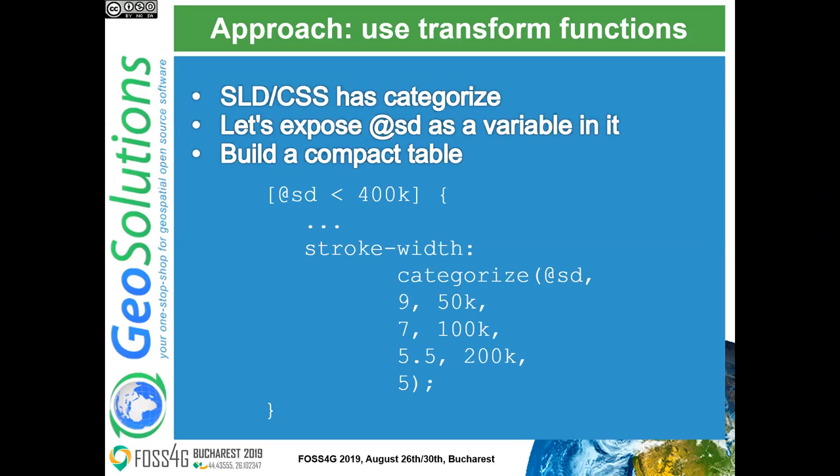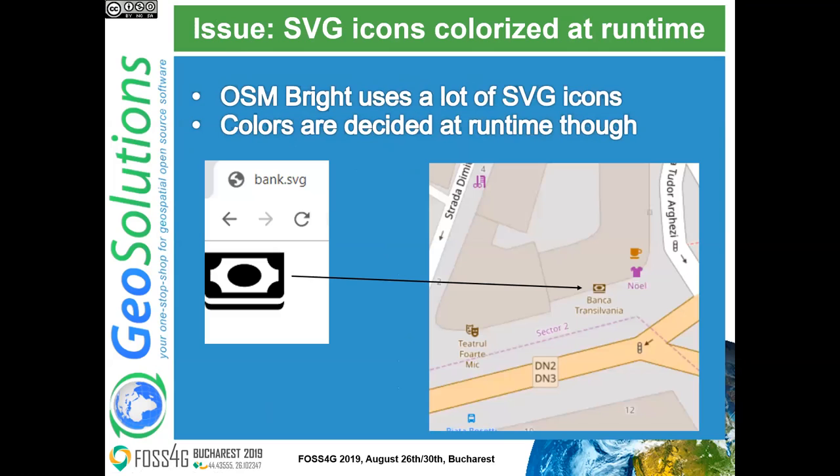And then we say, okay, below 50K, use 9. Below 100K, so between 50K and 100K, use 7. Between 200K and 100K, use 5.5. And above, use 5. So that reduced all these verbose and repetitive rules into a tiny table approach, which also reduced the size of the CSS.